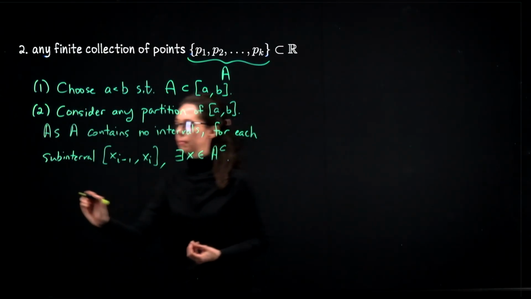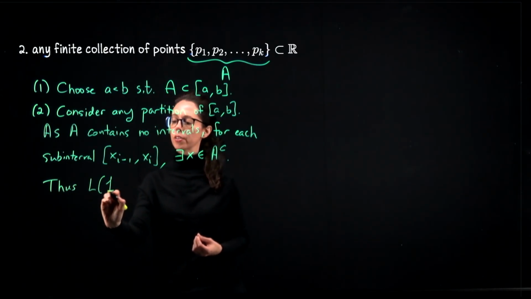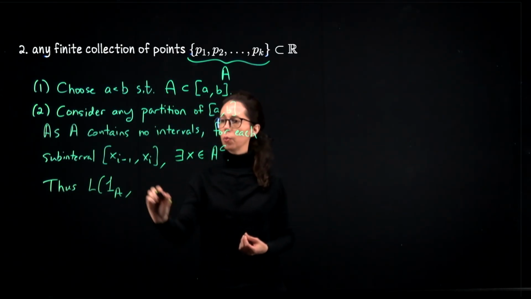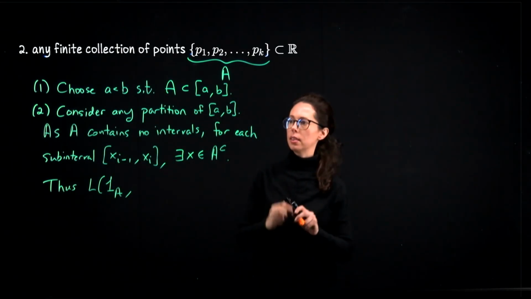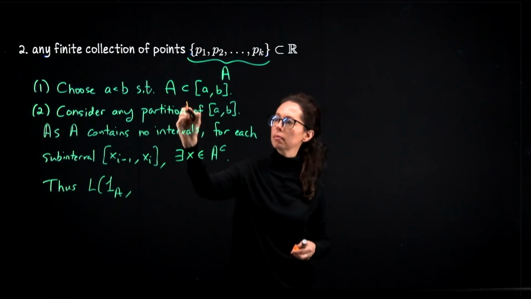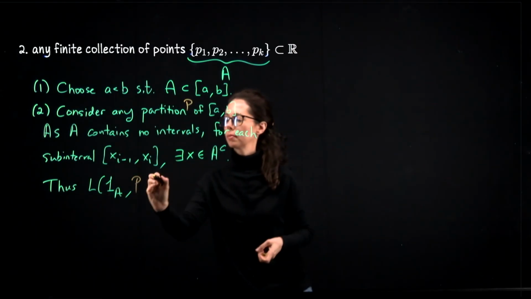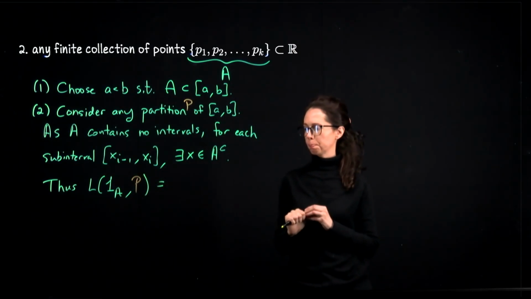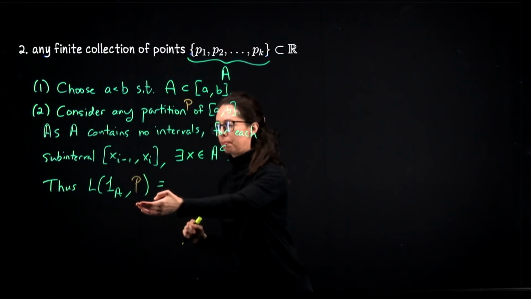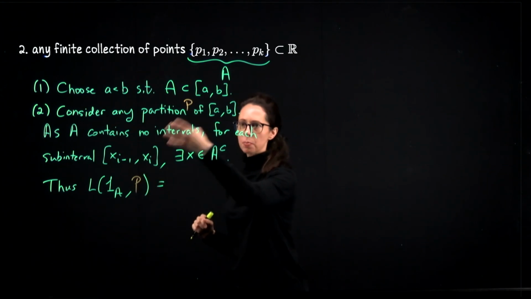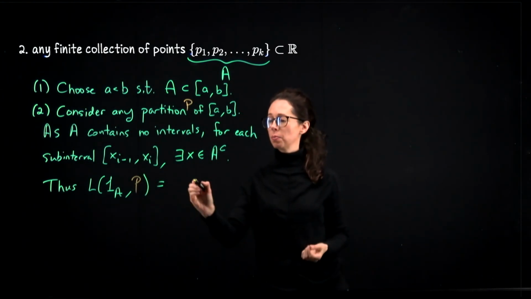Thus, the lower sum of the characteristic function of A with respect to this partition, maybe I should give it the name P so that I can use that here, the lower sum of the characteristic function of A with respect to this random partition for which we provided no details is going to be 0.